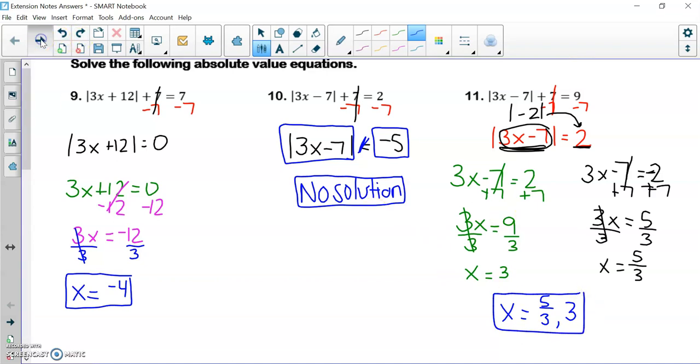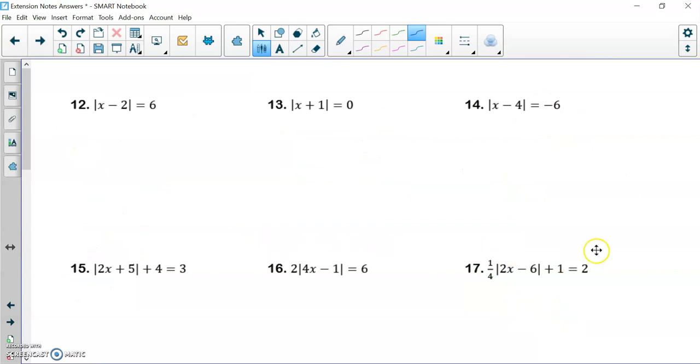We're going to move on to the next page. I'm going to go a little quicker. Number 12, your absolute values are already isolated. Since your isolated absolute values are set equal to a positive number, we're going to find 2 solutions. So I'm going to drop my absolute values and rewrite my equation normally. And then I drop my absolute values and I set this equal to a negative 6.